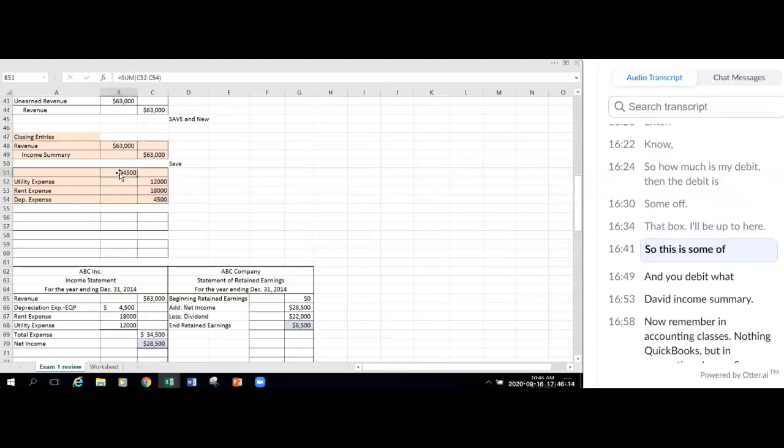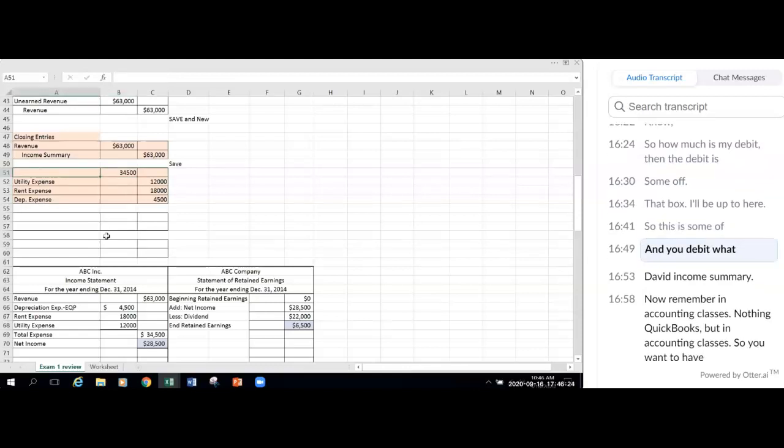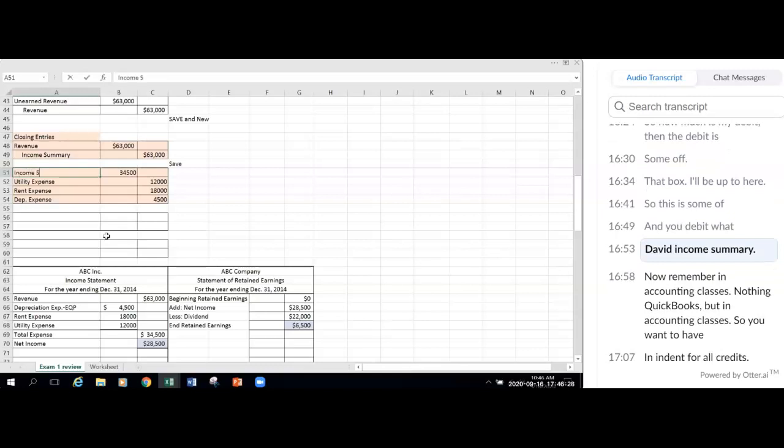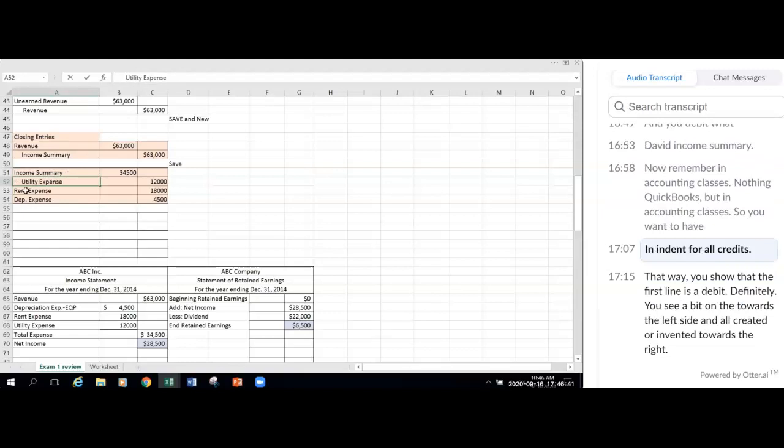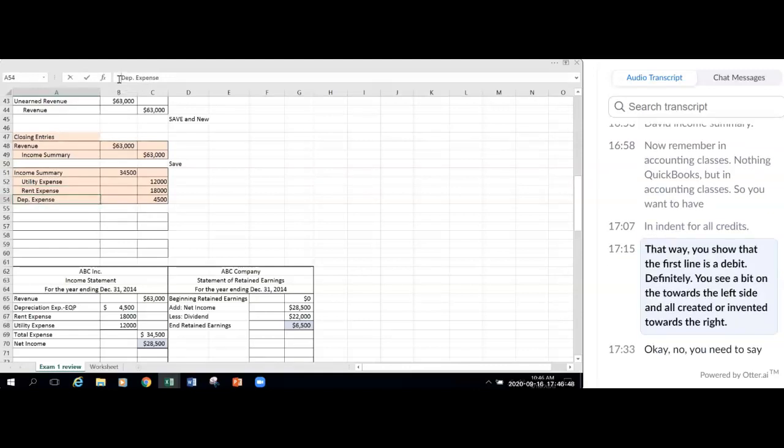Enter. So this is sum of C52 through C54. And you debit what? Debit income summary. Now, remember, in accounting classes, not in QuickBooks, you want to indent all credits. That way, you show that the first line is a debit, towards the left side, and all credits are indented towards the right.